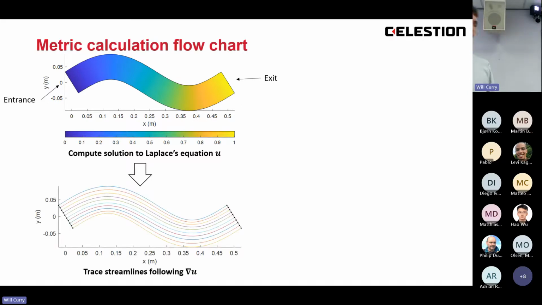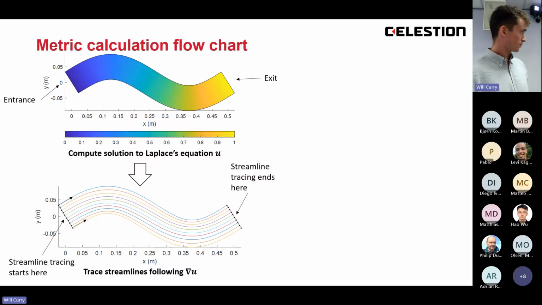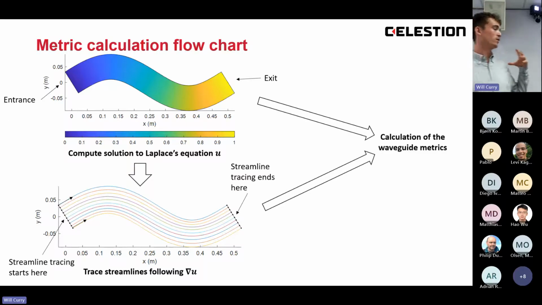The next step is to trace some streamlines which follow the gradient of U, so from hot to cold. They start here and they move through the geometry all the way to the end. And then both the solution to Laplace's equation and the streamlines are used in the calculation of the waveguide metrics. So today I'll just sort of go through what the waveguide metrics look like, but if anyone's more interested in the sort of like maths and finer details of the calculation, then they can check out the paper.